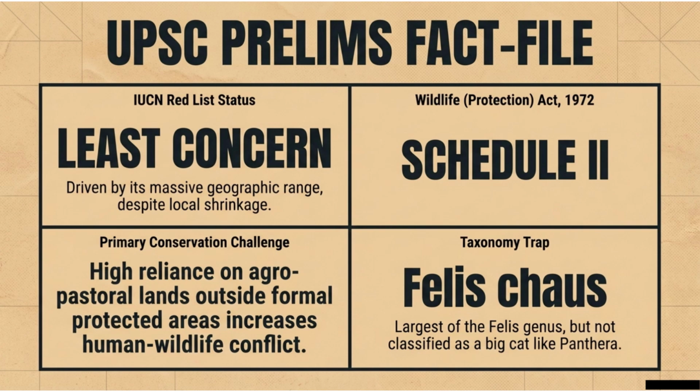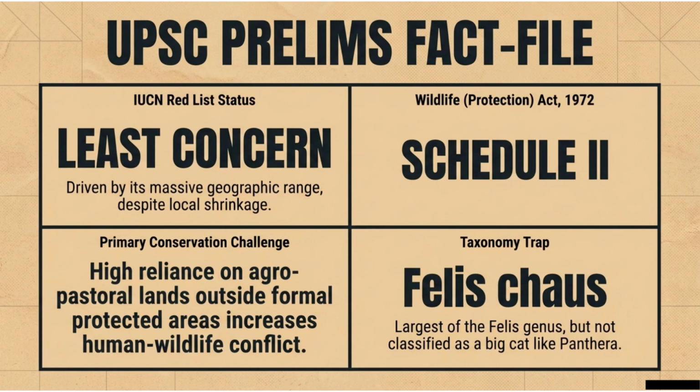Finally, let us look at the conservation status. As per the IUCN Red List, the jungle cat is classified as least concern, mainly because of its wide distribution. However, despite this status, local populations are declining, which is why conservation attention is still required. Under the Wildlife Protection Act 1972 in India, it is placed under Schedule 2, which provides it with legal protection.